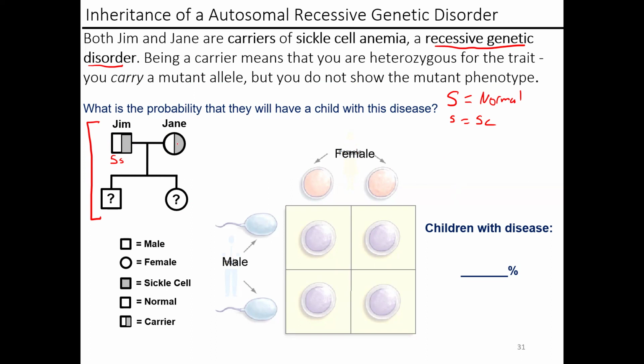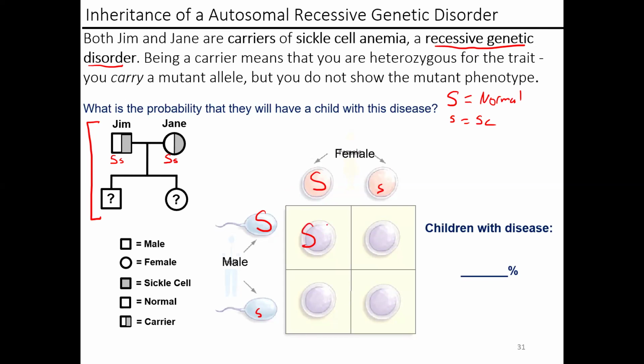Same thing with Jane. Jane is half shaded, so that means we know that she is a carrier. So we're going to put a big S here and a little s down here. So just like that, based upon this, we know what our genotypes and phenotypes are. In this case, we're going to plug this into our Punnett square. So we can have a big S, little s here, and then a big S, little s. Now we're going to see the probability of the chances of their kids having sickle cell anemia. So we're going to bring this down.